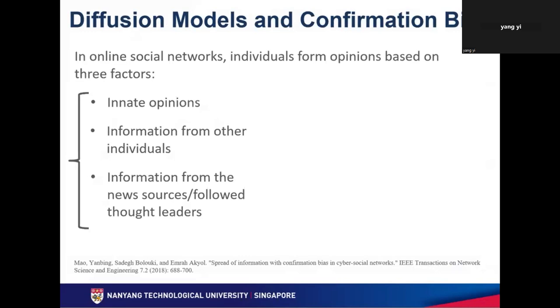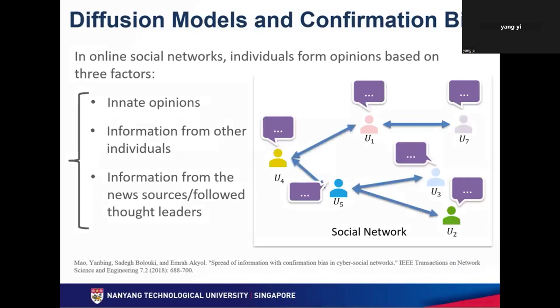Typically opinion dynamics are studied in social networks, which are informationally symmetric and static. As you can see in this social network, people exchange information, and whether they adopt opinions from others depends on the social influence of the people, and the link here can be the influence strength. The connectivity between each pair of users is modeled as static.